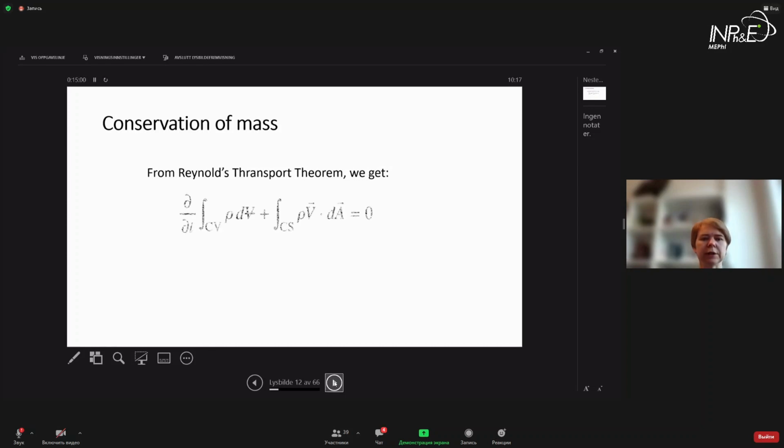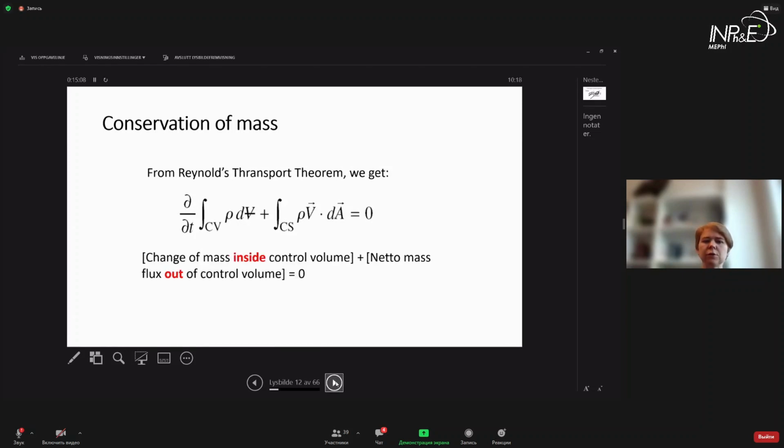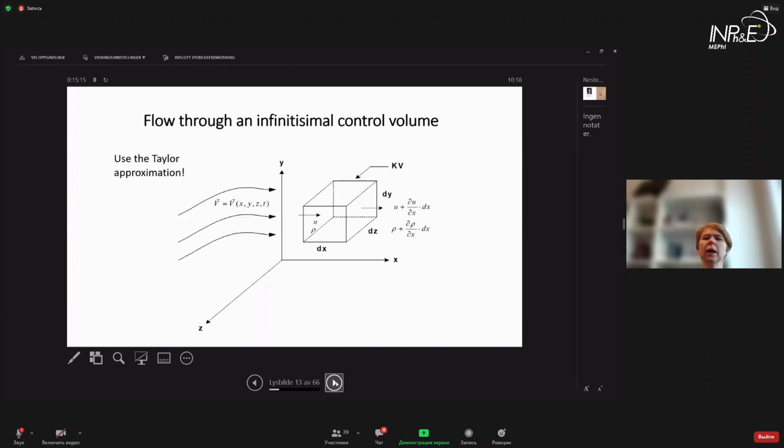So now let's get those laws together. From Reynolds transport theorem, we get the conservation of mass, which only says that the change of mass inside the control volume plus the net mass out of the control volume equals 0. And we try to use this on a tiny infinitesimal control volume. That's what we do when we need to study the flow in detail.